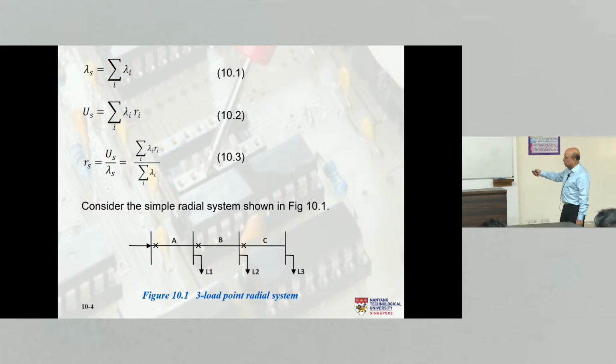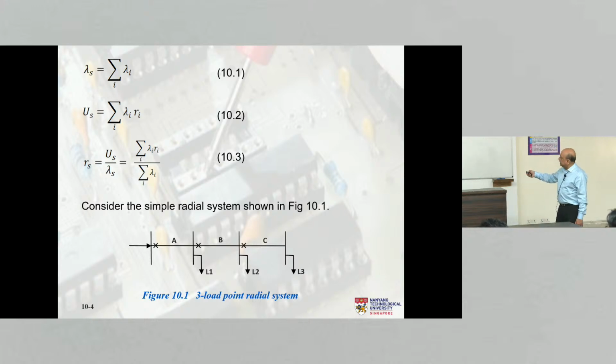Now let's see the operation of this. The customers are connected here, here, and here. What are we interested in? We are interested in finding the reliability of supply here, here, and here, right? That's what we are interested in.